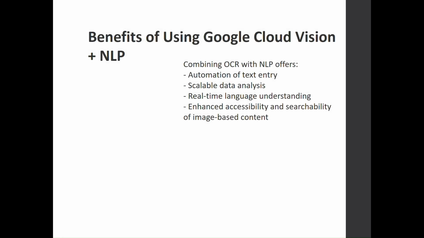Benefits of using Google Cloud Vision plus NLP. Despite the challenges, the benefits of combining OCR and NLP are huge. You can automate hours of manual work, no more reading through documents and typing out data. This improves speed, reduces human errors, and frees up people to do higher value tasks. It's also scalable. Whether you're processing 10 documents or 10,000 documents, the cloud infrastructure can handle it.